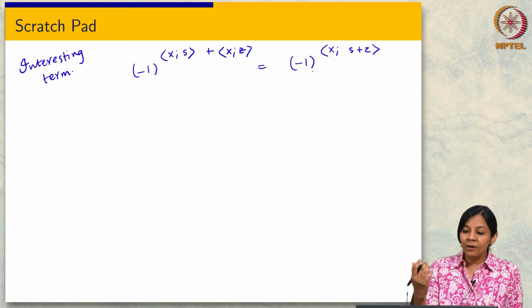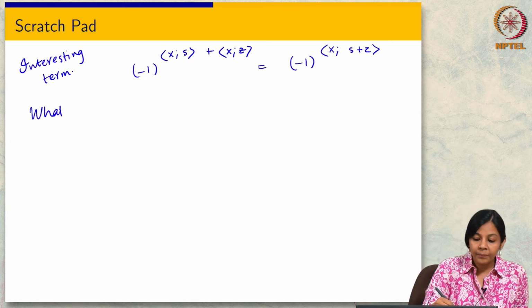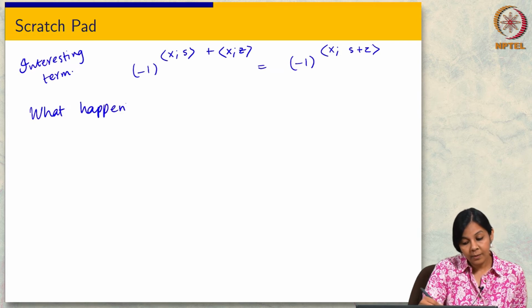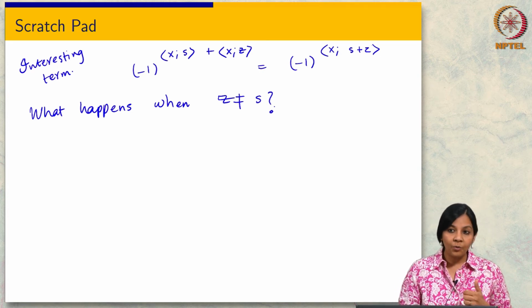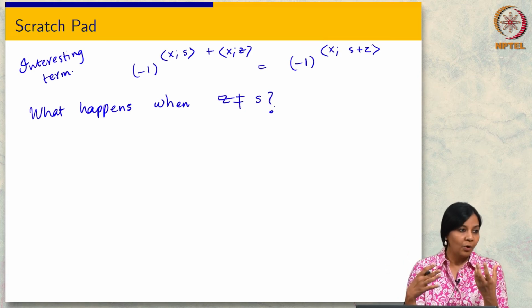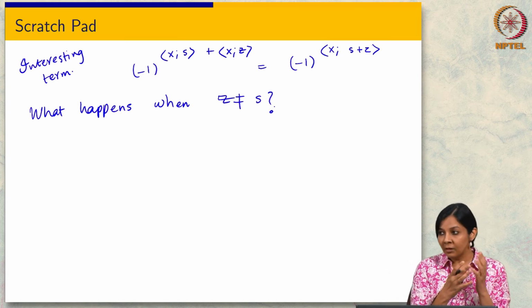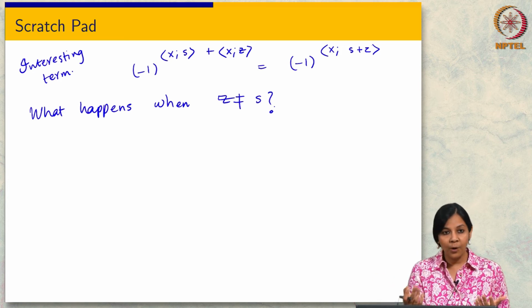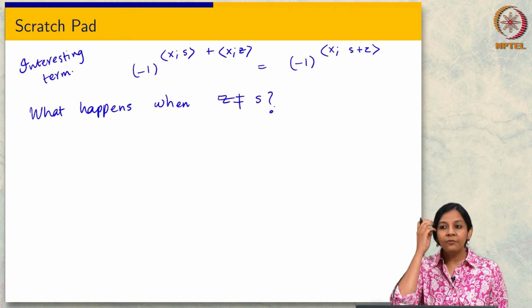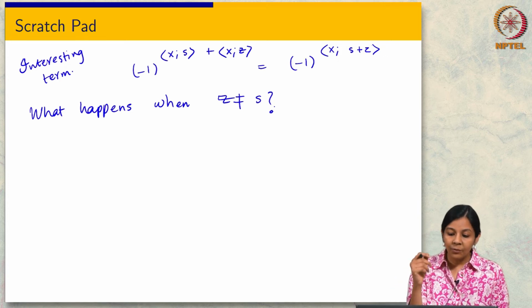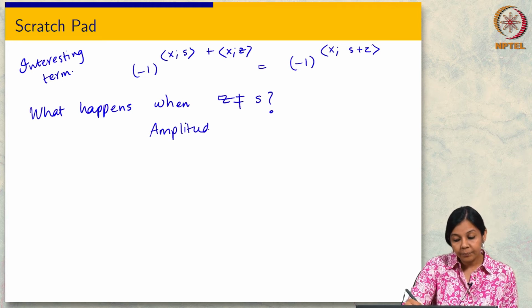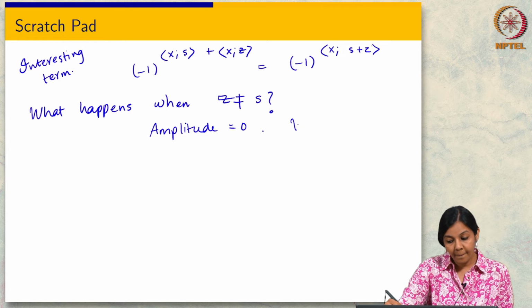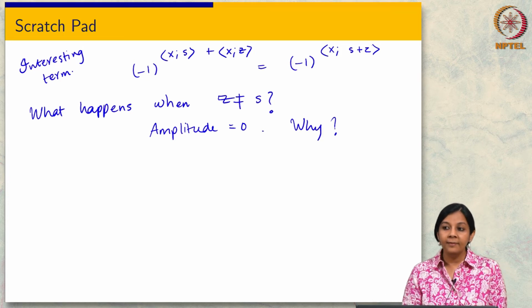It is also interesting to think about what happens when z is not equal to s. There the amplitude should become 0. If all my amplitude is sitting on the point z equal to s, then that obviously means that for all the rest of the points it's becoming 0. So who can argue that for me? Why is it that the amplitude is 0 for these points?